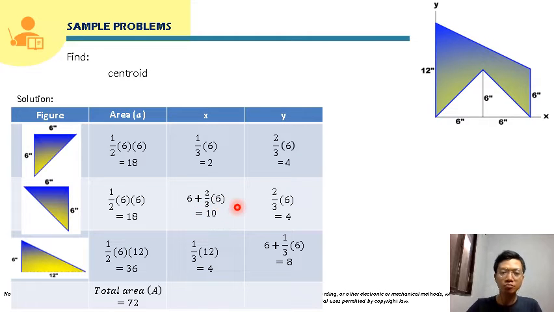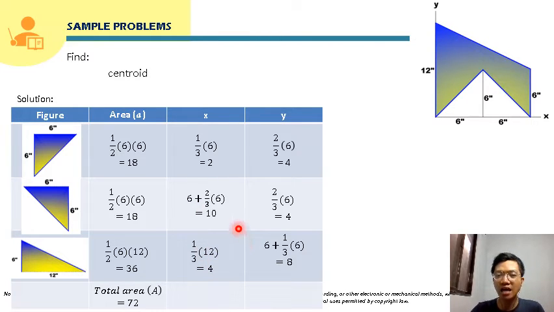Now, for the third triangle, its centroid will be somewhere here, right? So its x-coordinate will be this distance. This distance is actually 1/3 of this distance, which is 12. So 1/3 of 12, that will be 4. So that is the x-coordinate.